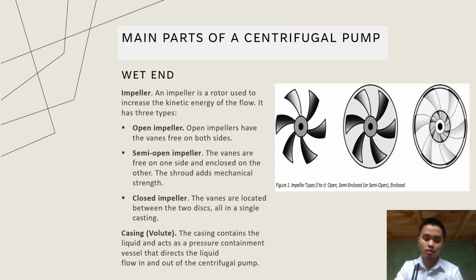Impellers can also be either single suction, which allows liquid to enter the center of the blades from only one direction, or double suction. This allows liquid to enter the center of the impeller from both sides simultaneously. Casing or volute. The casing contains the liquid and acts as a pressure containment vessel that directs the liquid flow in and out of the centrifugal pump. The volute is a curved funnel that increases in area as it approaches the discharge port.